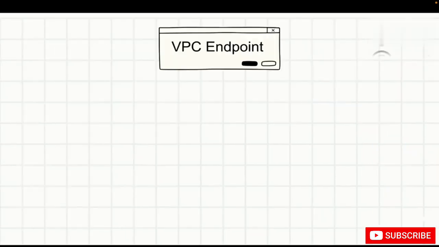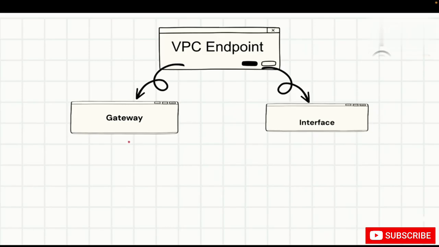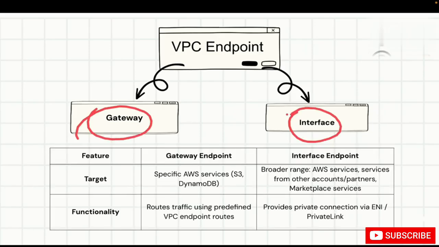VPC endpoints are provided in two flavors, which are the gateway endpoint and the interface endpoint. Let's understand more about them. A gateway endpoint is specifically for services like S3 and DynamoDB, and its functionality is to route traffic using predefined VPC endpoints. So this is very specific and limited. Gateway endpoints are generally fewer in number and are for specific services.